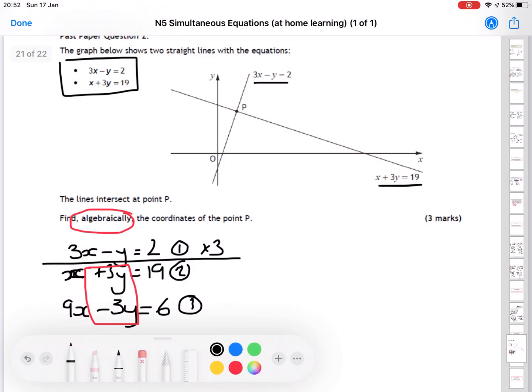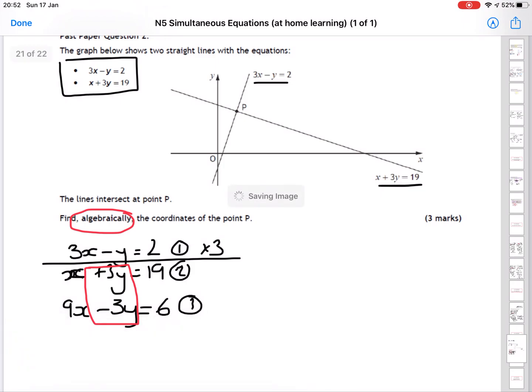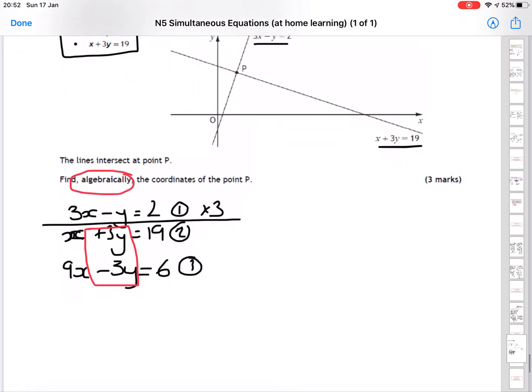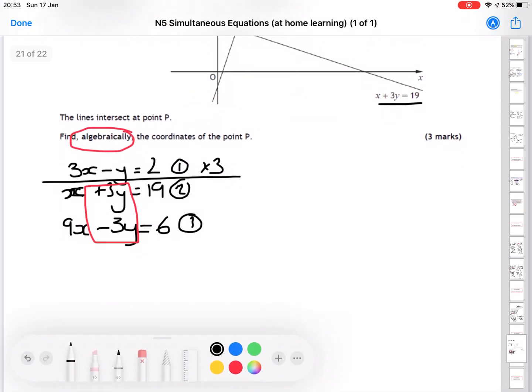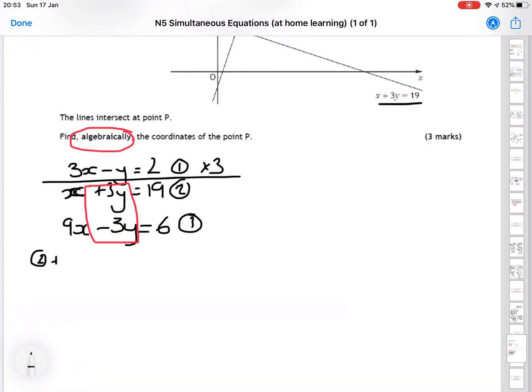Now here we actually have a plus 3y and a minus 3y. So we have different signs. So if we have different signs, we're going to add the equations together. So it's going to be equation 2 plus equation 3. So we have x plus 9x, so that's 10x. The 3y plus the minus 3y, that's gone, that's eliminated. And then we have 19 plus 6, which is 25. Okay, if we divide both sides by 10, we'll get x equals 2.5.